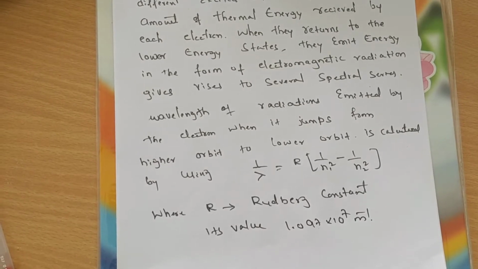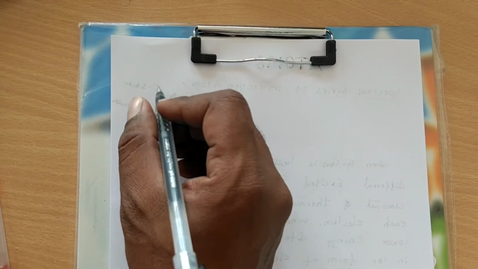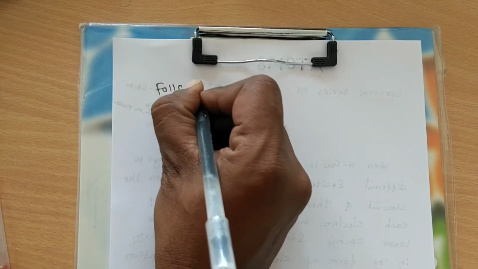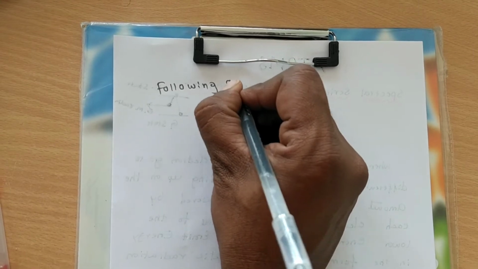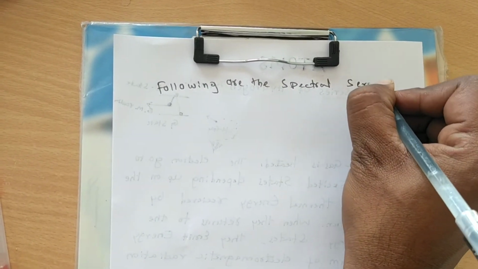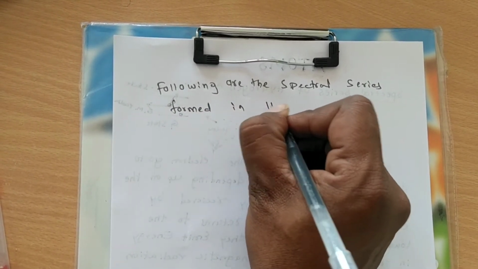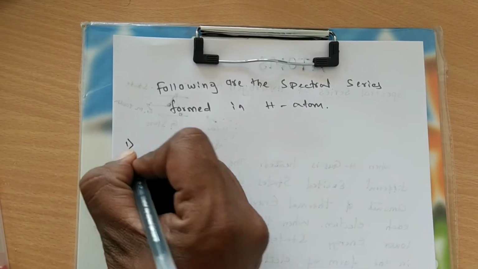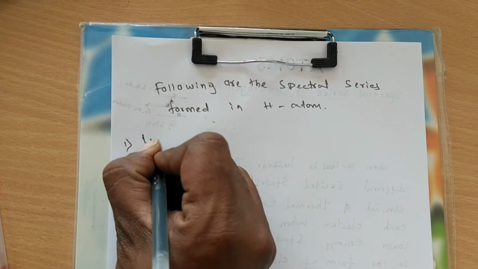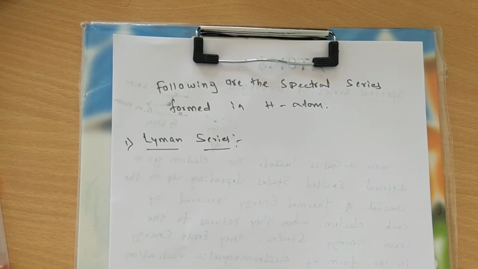Now let us discuss the 5 spectral series one by one. Following are the spectral series formed in the hydrogen atom. Number one is the Lyman series. Here the electron jumps from a higher orbit to the first orbit. When an electron jumps from a higher orbit to the first orbit, at that time this series is formed.